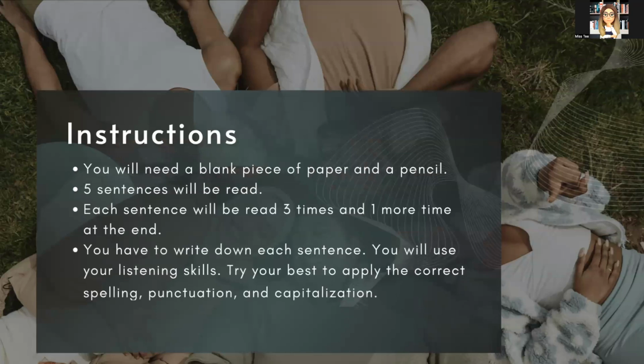So the instructions for this activity: you will need a blank piece of paper and a pencil or a document that you can type in. 5 sentences will be read. Each sentence will be read 3 times and 1 more time at the end. You have to write down each sentence exactly how you hear it, and you will use your listening skills to do that. Try your best to apply the correct spelling, punctuation, and capitalization.